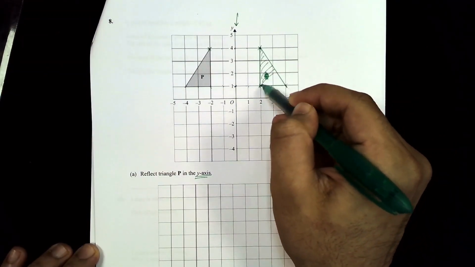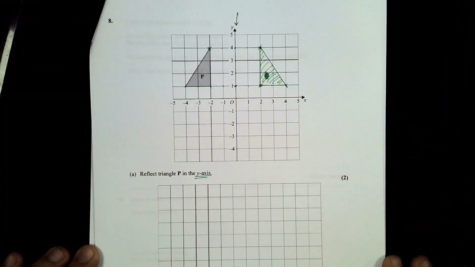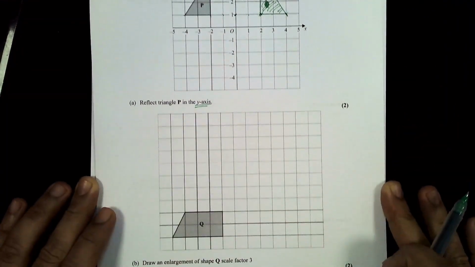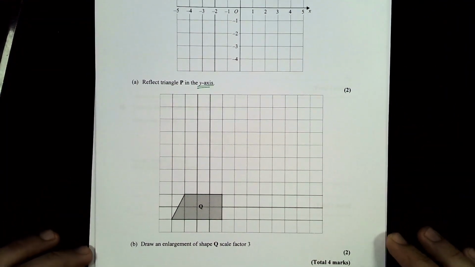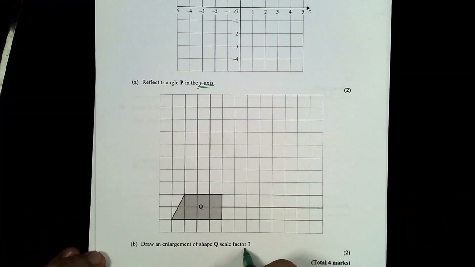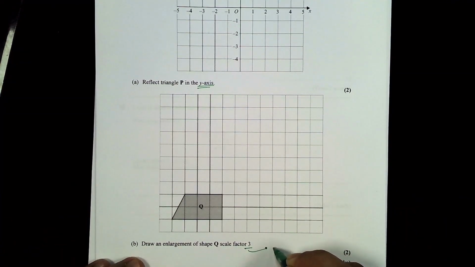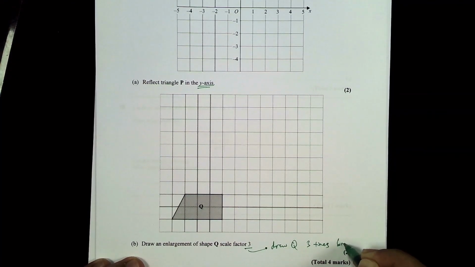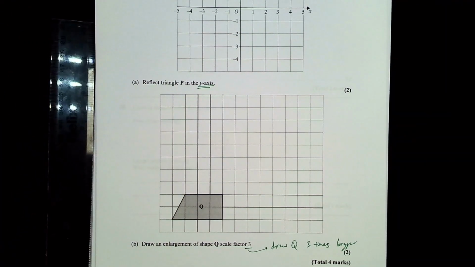It might be a bit easier to see with the lines. Okay. Next question. Draw an enlargement of shape Q, scale factor 3. Scale factor 3 basically means draw Q 3 times bigger. So we're going to do that now. It really is up to you where you draw it, any way you like.